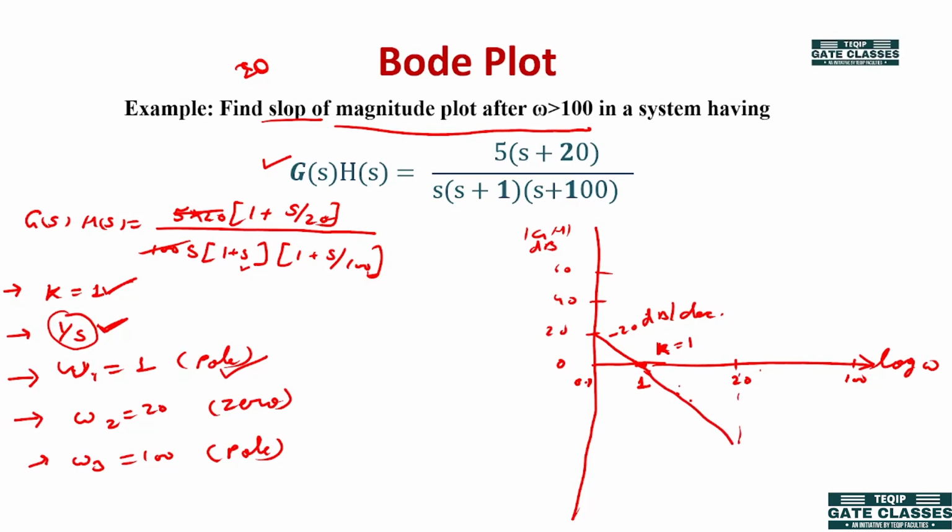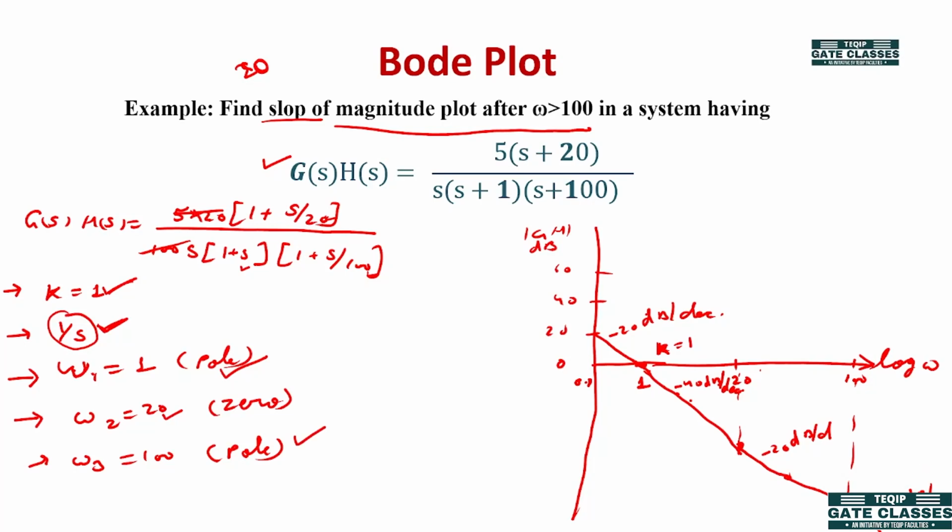So this is a slope of minus 40 dB per decade till this point. At this omega 20 we again have a zero, so this slope will become minus 20 dB per decade, and this will go up to 100, and then again our slope will become minus 40 dB per decade. At 100 we have another pole.